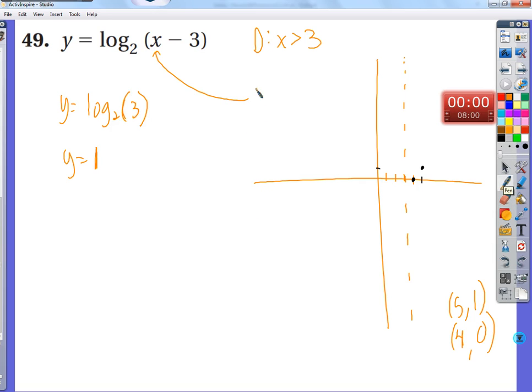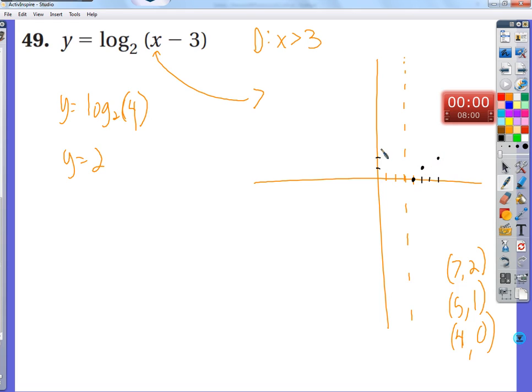Anything we want. So how about 7? 7 minus 3 is 4, and that is something that's easy to get by taking 2 to a power. Yeah. 2 squared is 4. So we put in 7, and we got out 2. So I've gotten out 0, I've gotten out 1, I've gotten out 2.